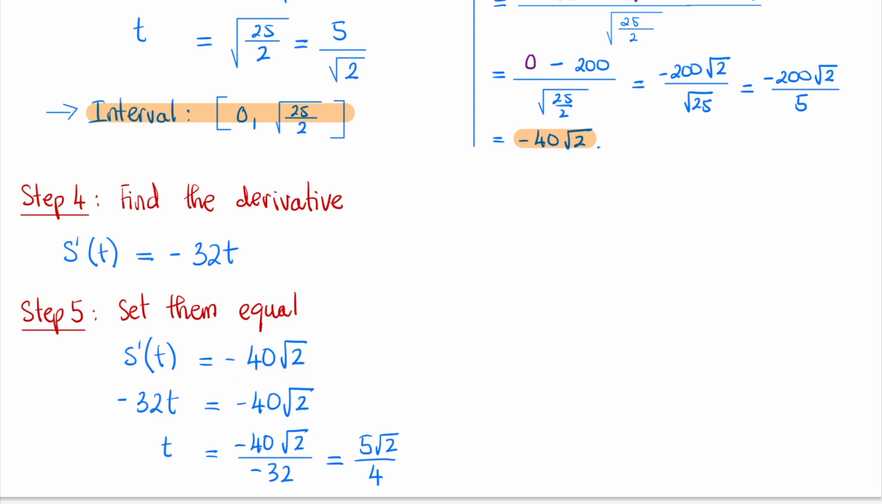So this is around 1.77 seconds. Notice that I kept everything in exact form the whole time. Since the question does not ask for an approximation, we leave the answer exact. Even if a question does ask for a decimal, you should still keep everything exact during your work and only round at the very end.